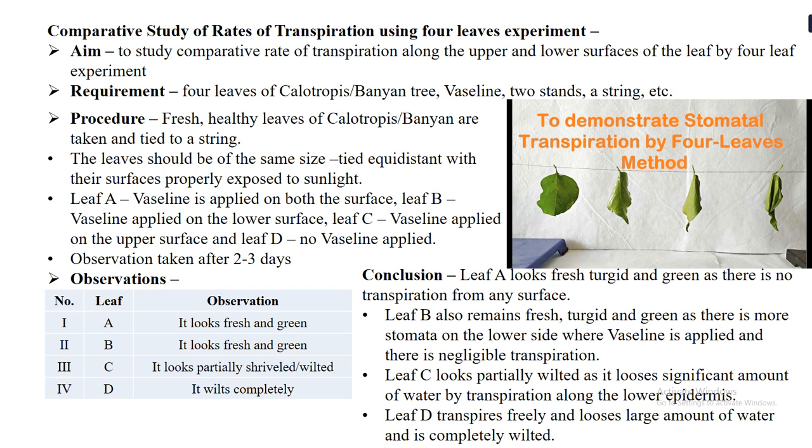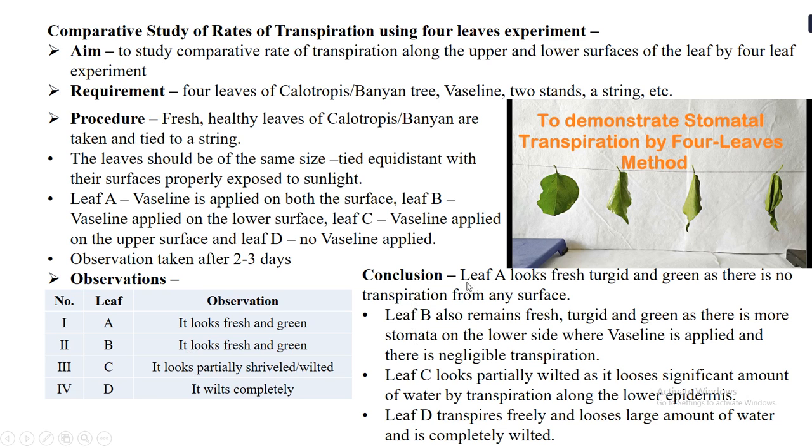After 2 to 3 days, this is the observation that you see. You will notice that leaf A looks fresh and green. Leaf B also, comparatively, looks fresh and green. Leaf C will be partially shriveled and partially wilted. And leaf D will be completely wilted. Okay. Now what is the conclusion for this observation? Why do we see this?